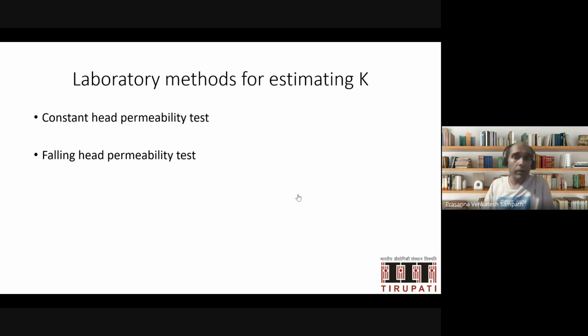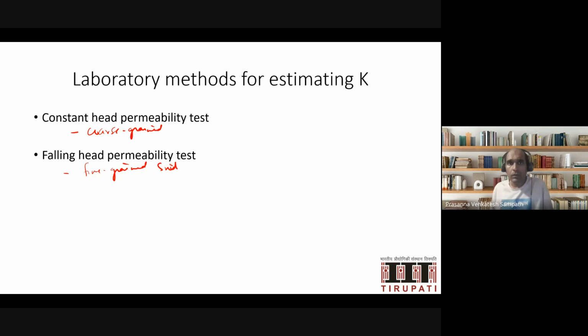We stopped at this point in the last class where we were discussing the different laboratory methods for estimating the hydraulic conductivity. And we spoke about these two methods, the constant head permeability test and the falling head permeability test. I think I asked a question about which of these is suited for fine grained soils and which is better suited for coarse grained soils. As it turns out, I think I misspoke last time. The constant head permeability test is better suited for coarse grained soils, and the falling head permeability test is better suited for fine grained soils.